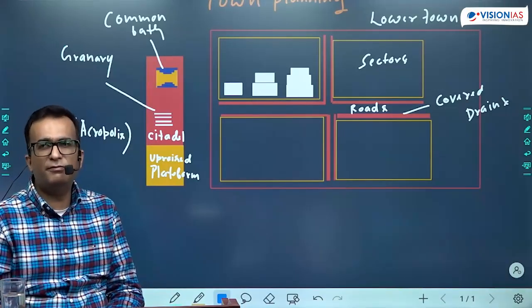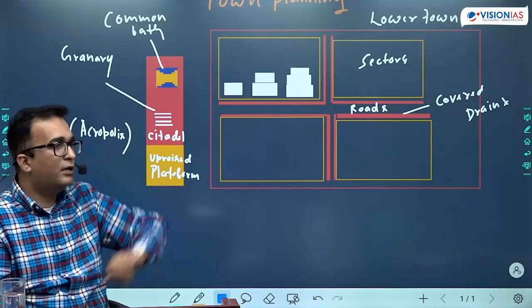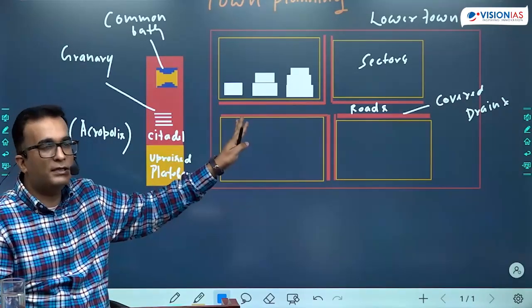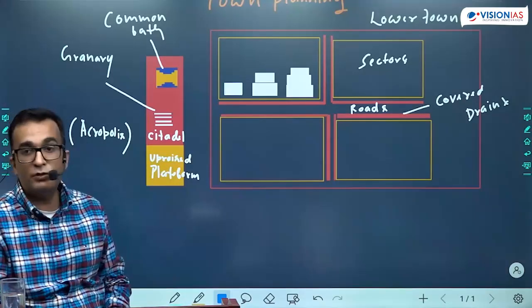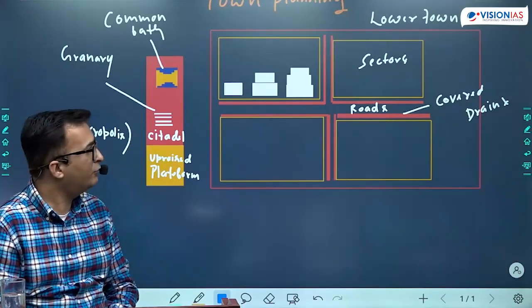So the only place we get some sort of usage of the stone is the coverage of the drains. उसके अलावा, all the places it was burnt brick which was used, ठीक है. So this is about the upper town. Let's come to the lower town.